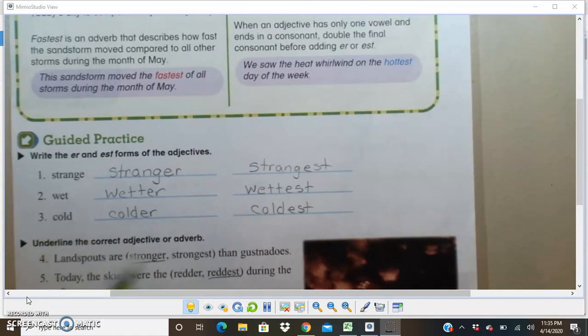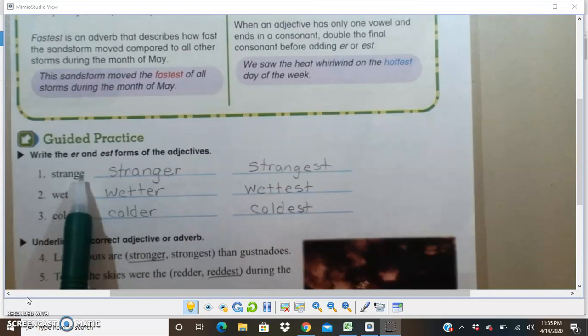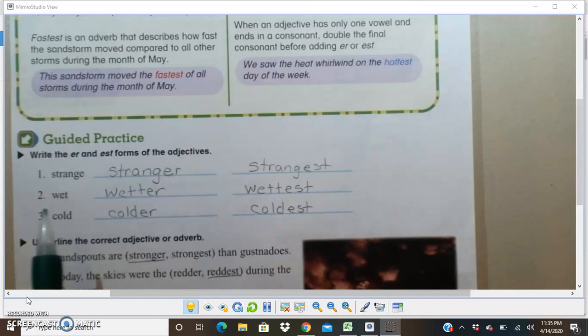Strange, that would be the rule that ends with an E, so you would drop the E and add ER, or drop the E and add EST. And then the next one, wet, that would be an example of the rule where you have one vowel and the word ends with a consonant. So you would double the consonant before you add ER when you're comparing two things. You would double the consonant and add EST when you're comparing more than two things, like three or more things.